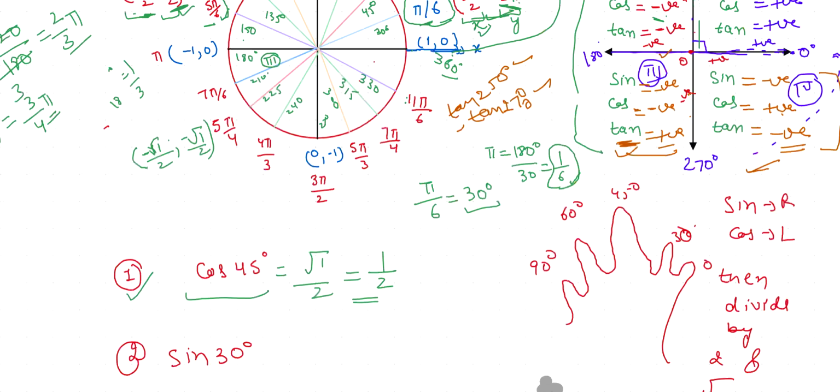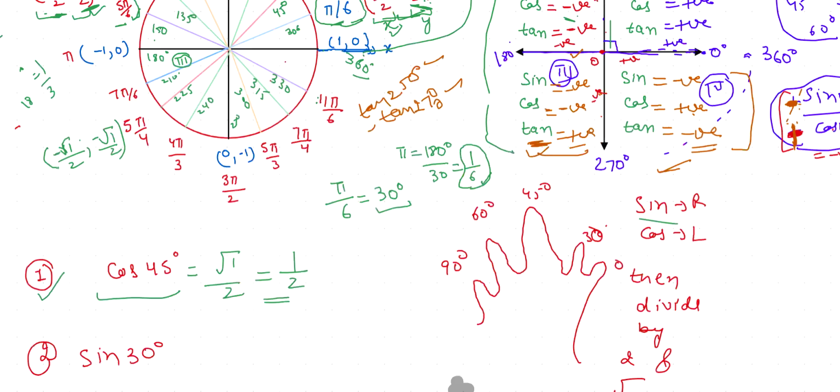For sine theta, you have to count the number of fingers toward the right, and for cos theta, you have to count the number of fingers on the left side. Here, as it is 45 degrees, you have to find the value of cos 45 degree. Then check the number of fingers. There are 2 fingers on the left side. Then divide it by 4, and then take the square root.